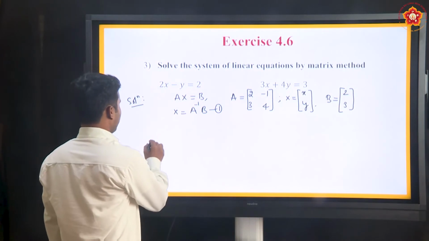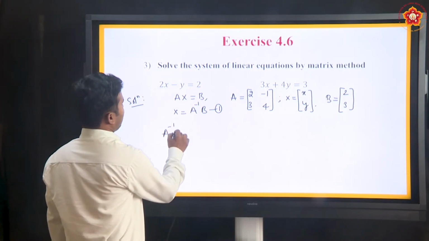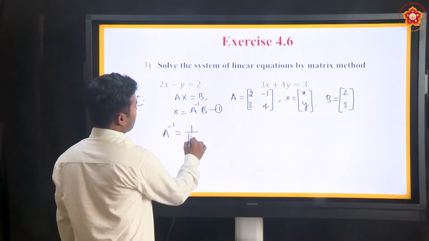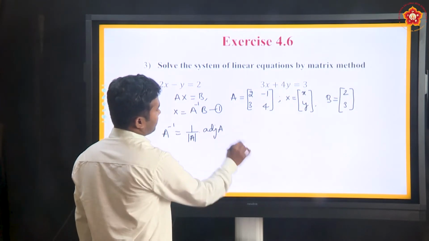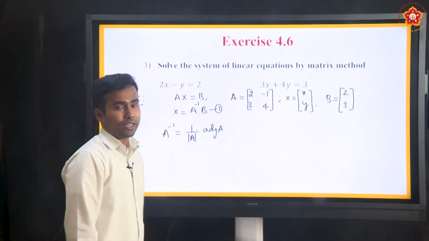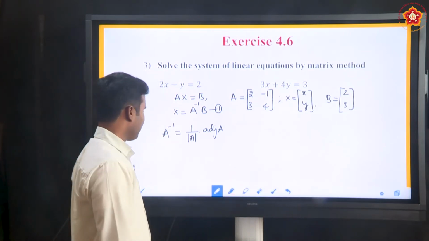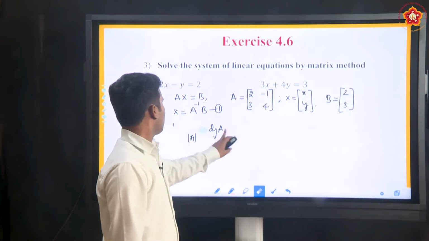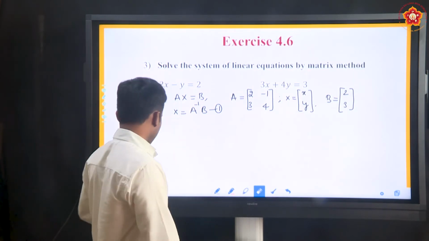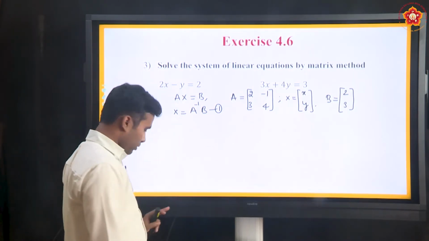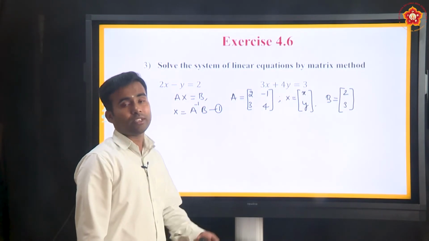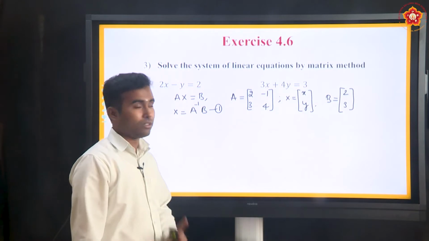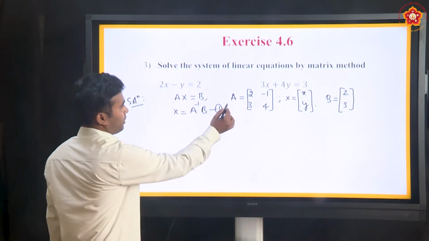How can you find A inverse? As you know the formula, A inverse is equal to 1 by determinant of A into adjoint of A, where adjoint of A is nothing but the transpose of the cofactor matrix. By using this formula we are going to find A inverse. To find A inverse, A should be non-singular, that means the determinant of that matrix is not equal to 0. We should keep that in mind.